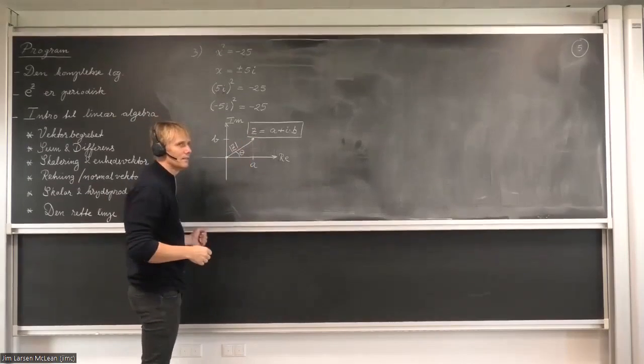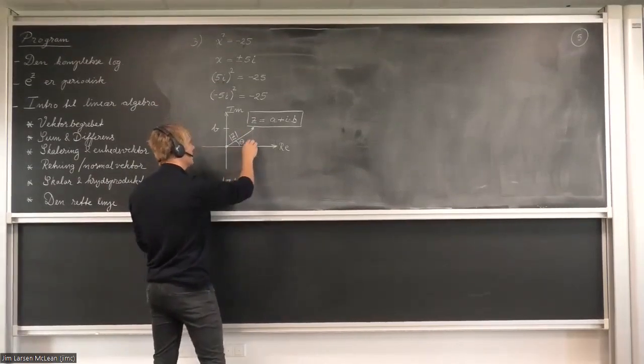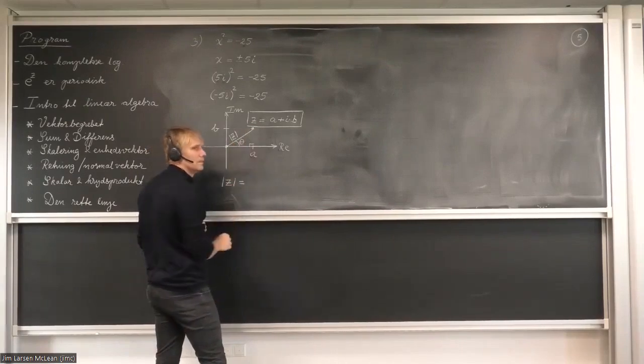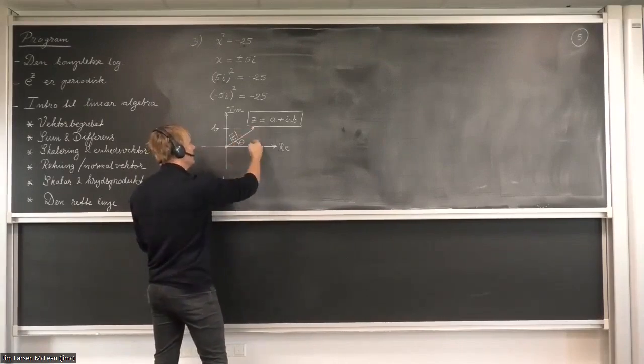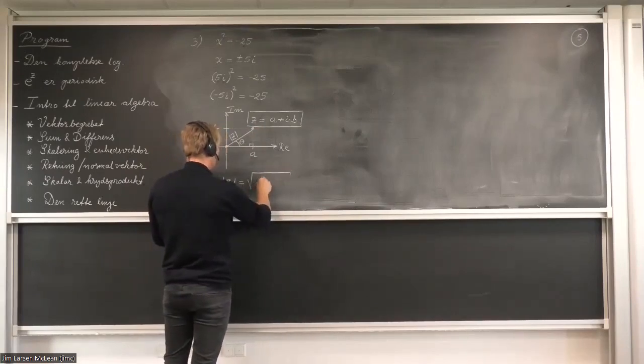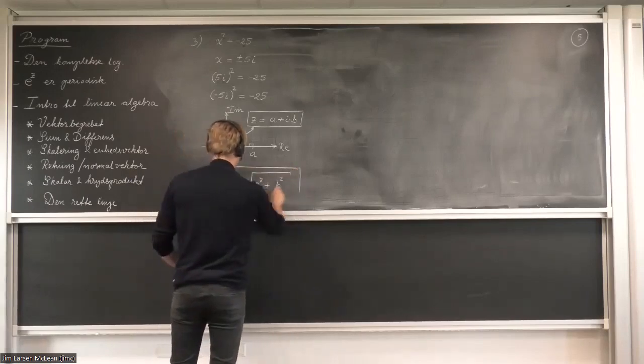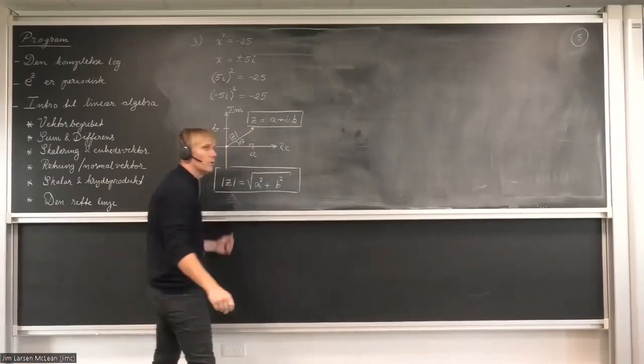And the first thing I can tell you is that the modulus of z can be found by using Pythagoras on this right angled triangle. Indeed, it's the inside squared plus the inside squared. So the modulus of z has to be the square root of a squared plus b squared. So here's the formula to find the modulus of a complex number.